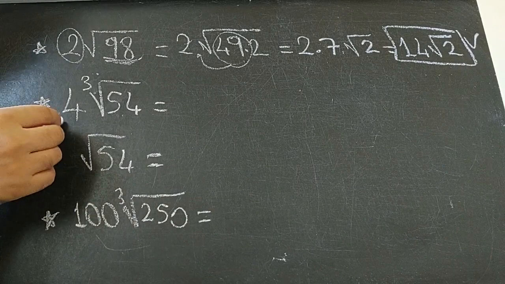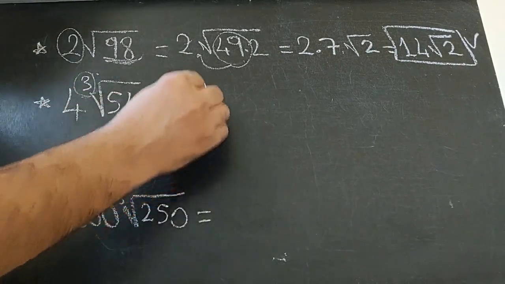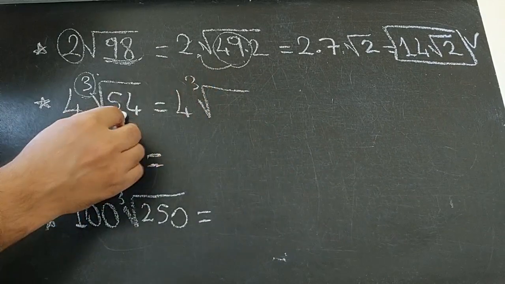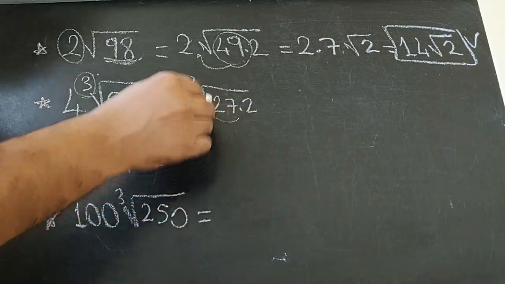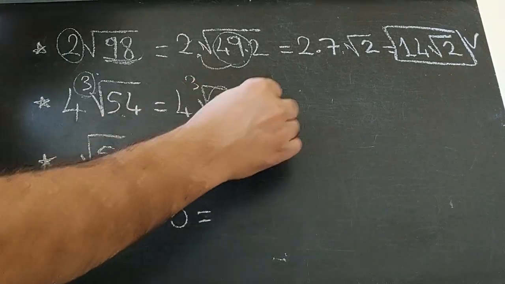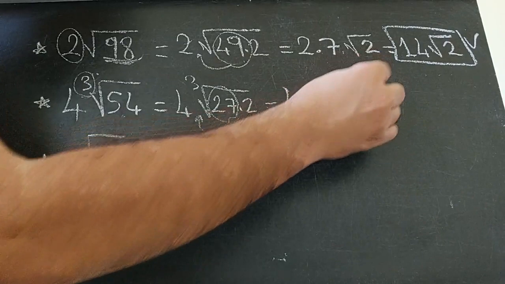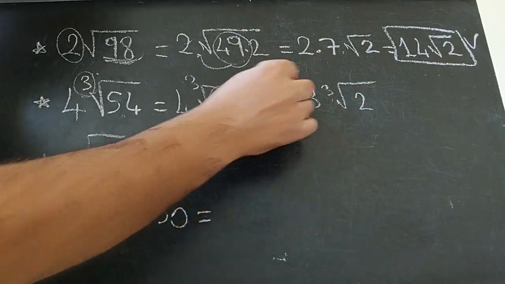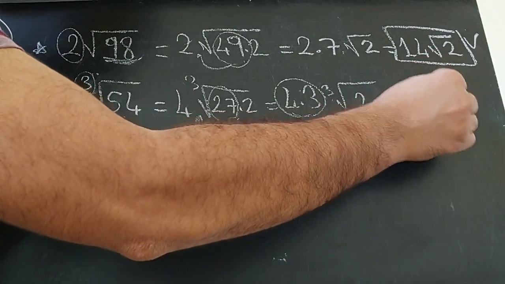So for this question, this cube root, that will be 4 cube root of 27 times 2. This 27 will come out as 3, which is going to be 4 times 3 cube root 2. Multiply those numbers to each other, will be 12 cube root 2.